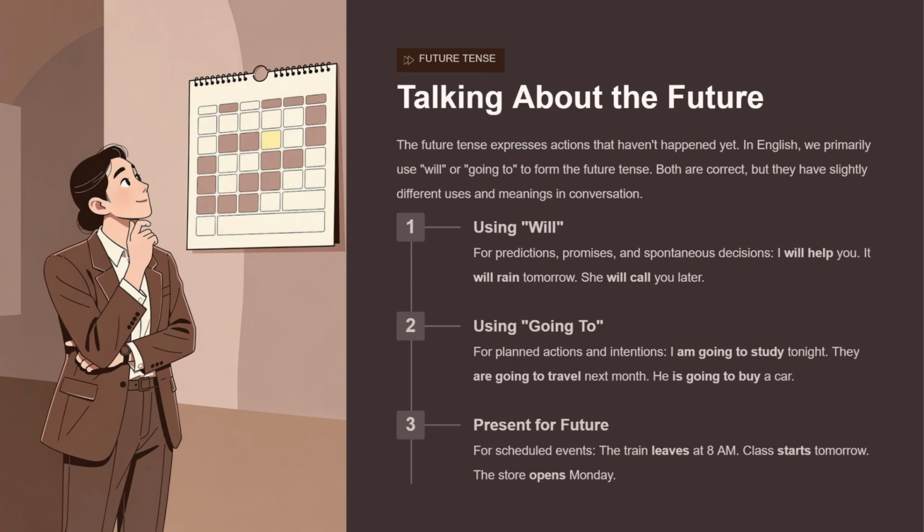Present for future. For scheduled events, the train leaves at 8 a.m. Class starts tomorrow. The store opens Monday.